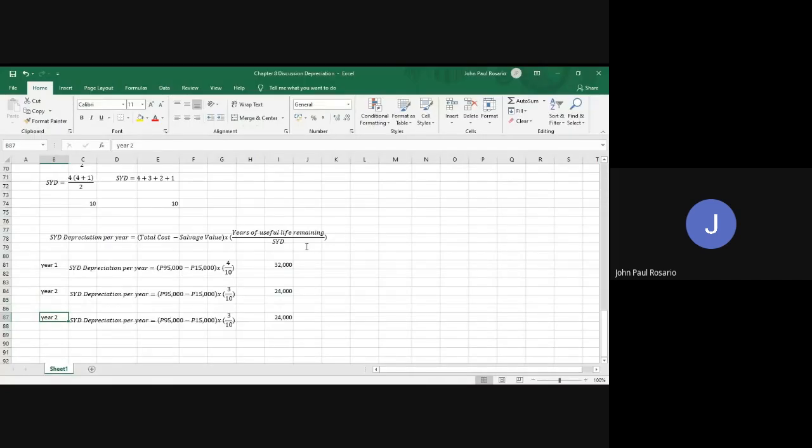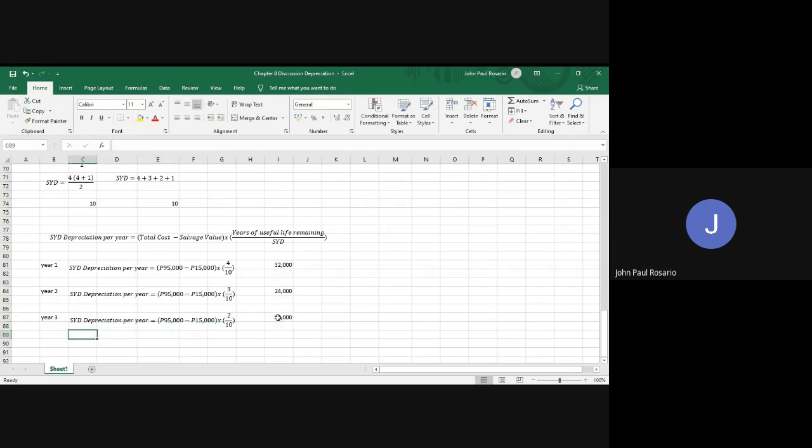Okay. So on your year three, this is how you do it, guys. On year one, how many years are still remaining? Year one, two, three, four. So that's 4 years. On year two, starting from year two, so two, three, four. That's why you have three remaining useful life. On year three, you count year three, four. So your remaining useful life here is two. So that would mean 20% of 80,000, which is 16,000.